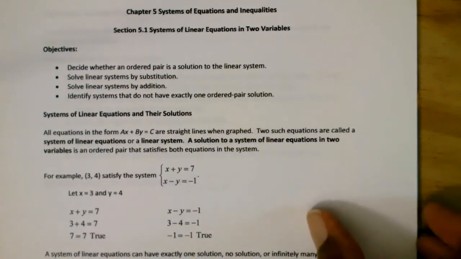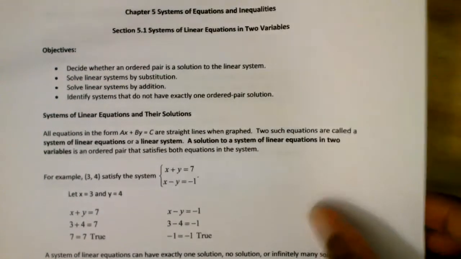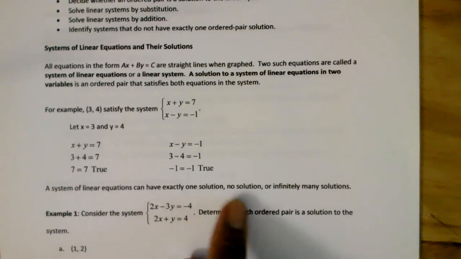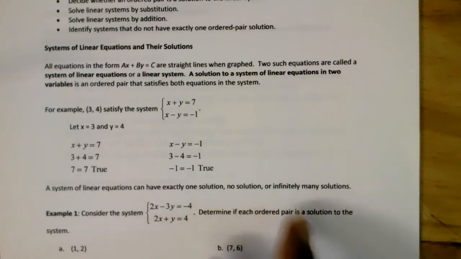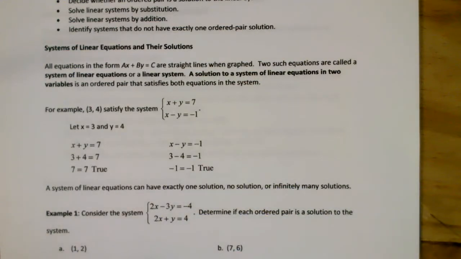All right, a system of linear equations can have exactly one solution or no solution, or it can have infinitely many solutions. So throughout this video, we're going to be dealing with systems of equations that can have one of these three possibilities. Okay, so now let's look at example 1.